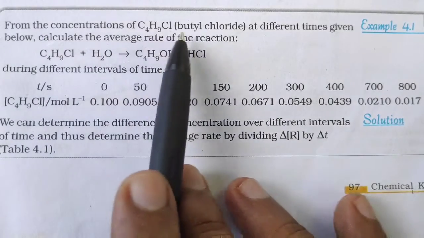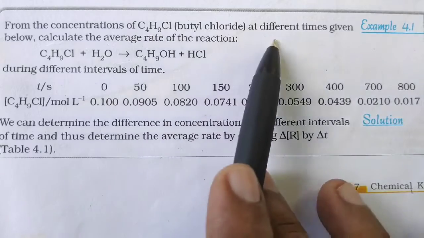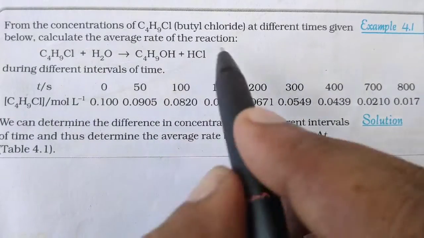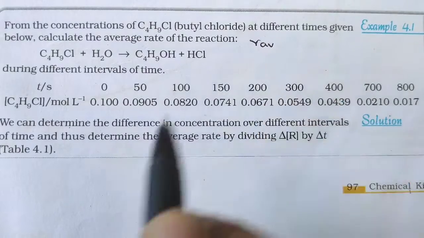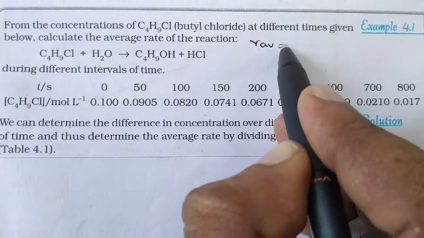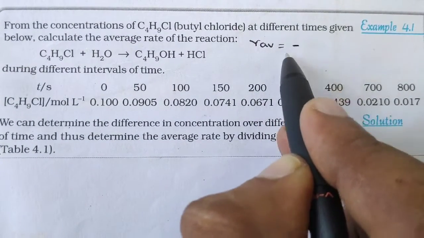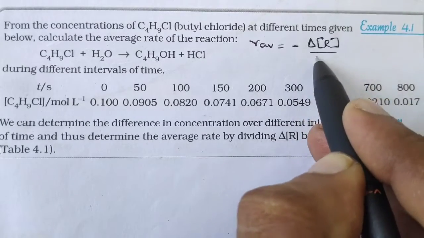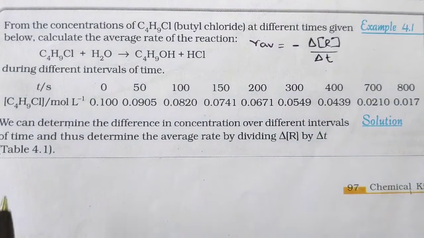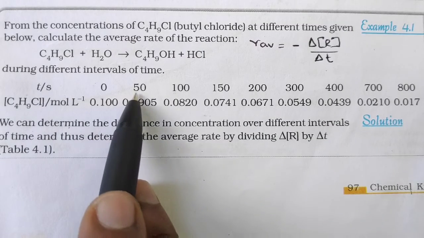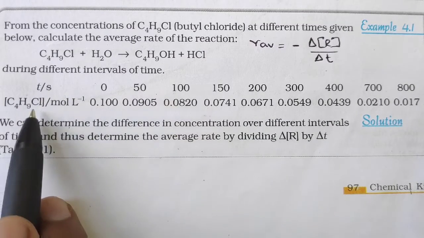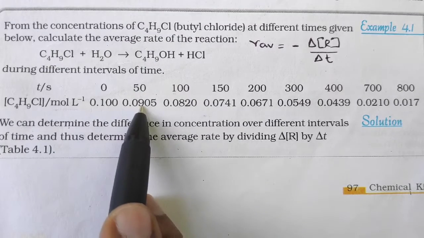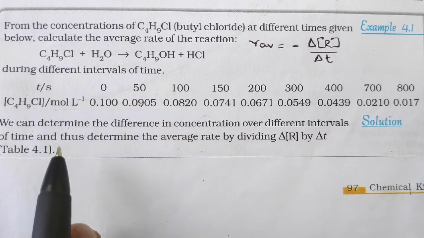You can see the concentration of butyl chloride given at different times below. Calculate the average rate. Average means, what is the meaning of that? We have to calculate RAV. Understood? Now we know that average rate is equal to, if it is a reactant, minus delta change in concentration upon delta T. These are the time intervals, and these are the concentrations in mole per liter, at 0 seconds, at 50 seconds, and so on.